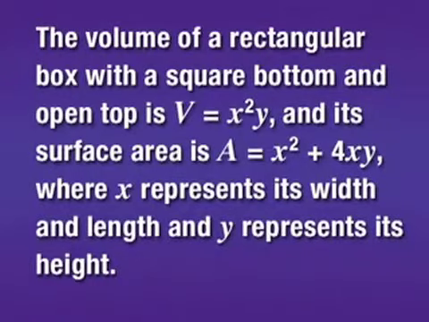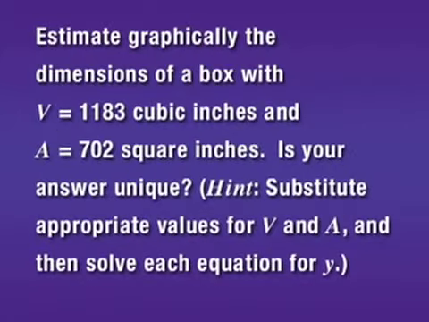The volume of a rectangular box with a square bottom and open top is V equals x squared y, and its surface area is A equals x squared plus 4xy, where x represents its width and length, and y represents its height. Estimate graphically the dimensions of a box with V equals 1,183 cubic inches and A equals 702 square inches. Is your answer unique? Hint: substitute appropriate values for V and A and then solve each equation for y.